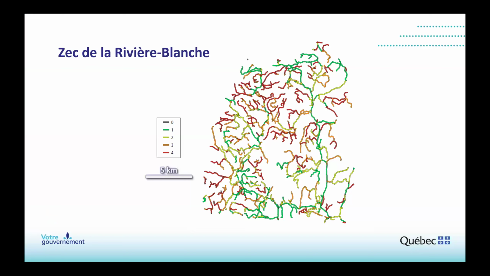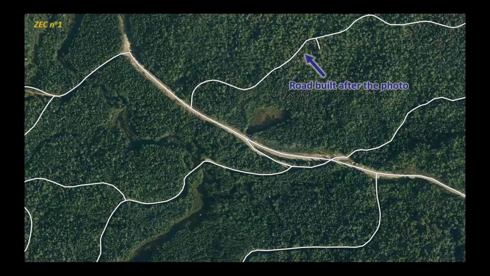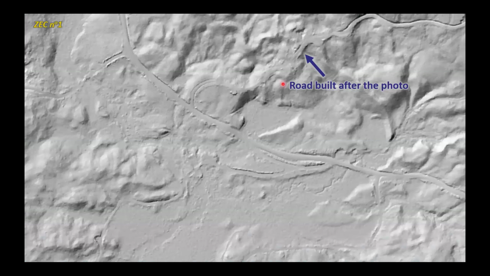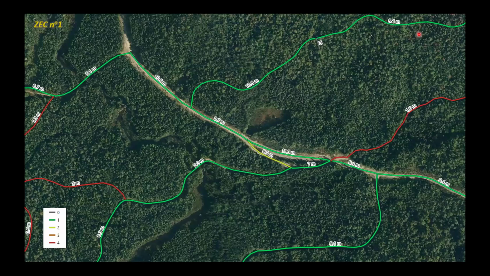Then moving on to ZEC de la Rivière Blanche, as you can see, this is a less managed part of forest compared to La Forêt Montmorency. As you can see over here, there's a road that was built after the photo, but with the LiDAR acquisition, we can see there was probably a road over there. So the algorithm used only LiDAR data, so it found and characterized this road.